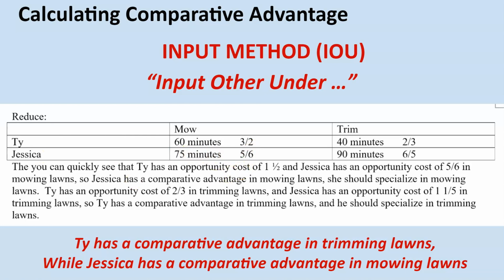And we can see here that Ty has a comparative advantage in trimming lawns, and so he should specialize in trimming lawns, while Jessica has a comparative advantage in mowing those lawns, and she should specialize in mowing lawns. In looking at this, we can see that Ty has an absolute advantage in producing both in less time, because this is a resource. This is what's going into it, the input method. But the idea here is Ty should focus on trimming, Jessica on mowing.